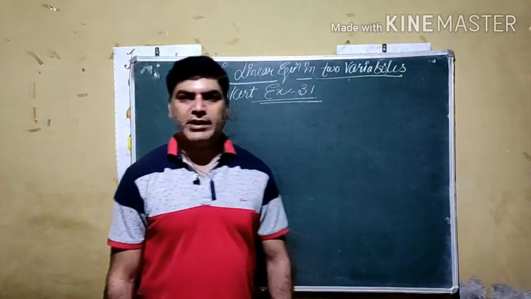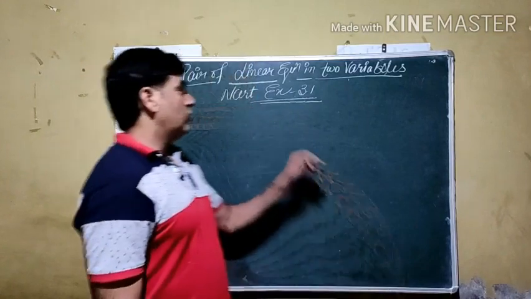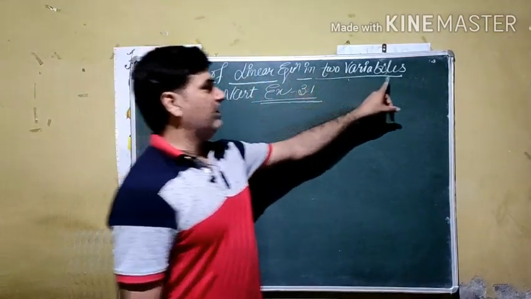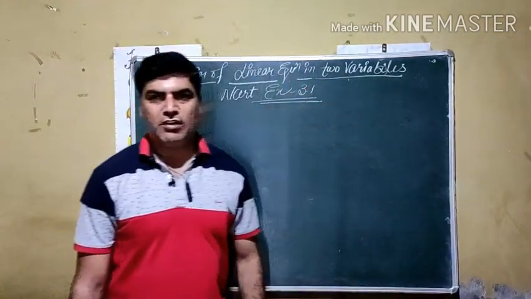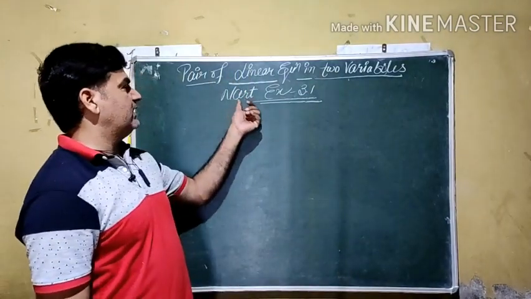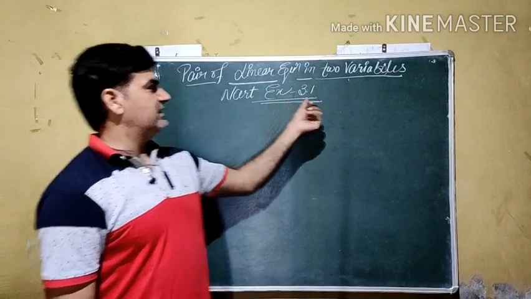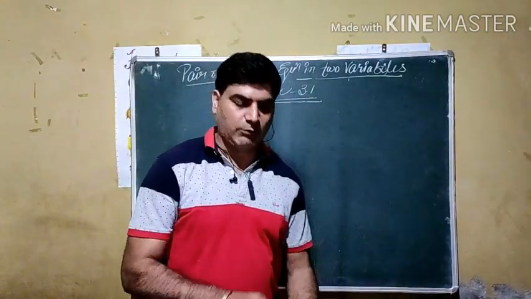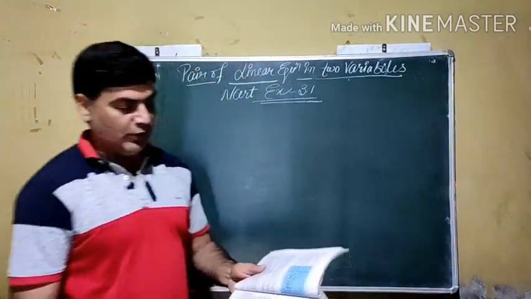Today we are going to continue with the topic pair of linear equations in two variables. We are going to complete the formation of linear equations in two variables. We are going to start NCERT book exercise number 3.1, and the statement from the book I am going to read.